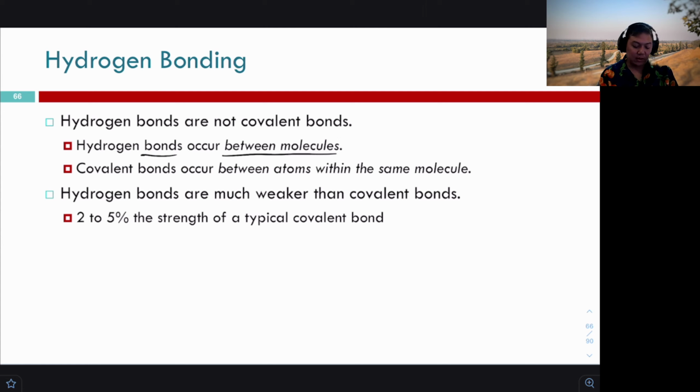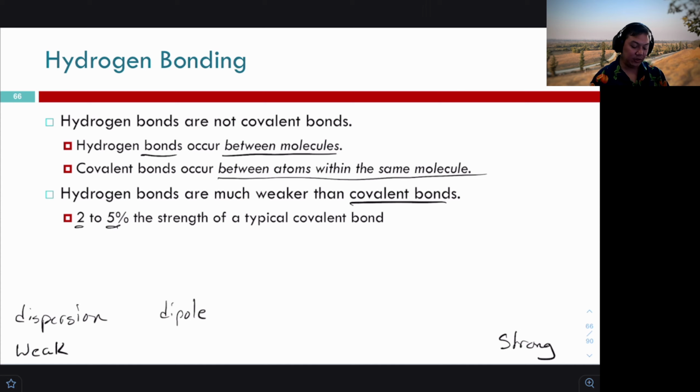Over here is dispersion, dipole-dipole, and then hydrogen bonds are quite a bit stronger, but still not nearly as strong as covalent bonds, which are actual bonds occurring inside of a molecule.